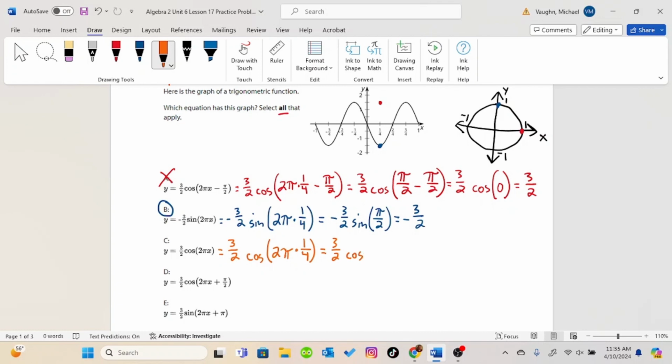Two pi times 1/4 becomes pi over 2. Again, this is at the top of the circle. And the cosine value is the x value, which is 0. And 3/2 times 0 is 0. We see that we do not have the value of 0 here, so C is not correct.